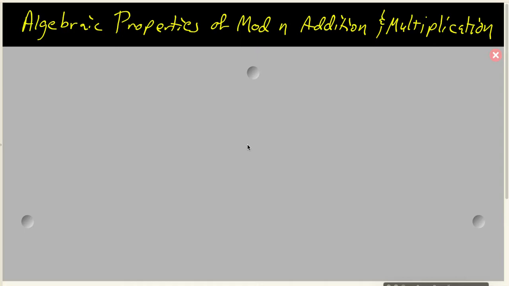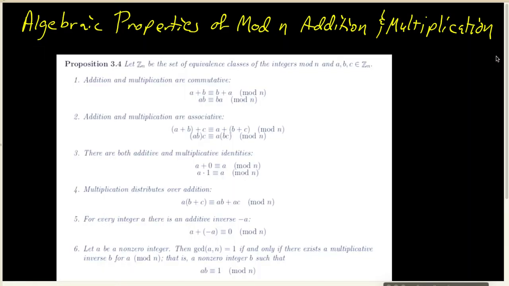In this video, we're going to look at the algebraic properties of addition and multiplication mod n. Our author puts them together in the following proposition, and I would encourage you to stop the video and copy the parts of this particular proposition down carefully in your notes, and then start the video and watch the rest of the video.